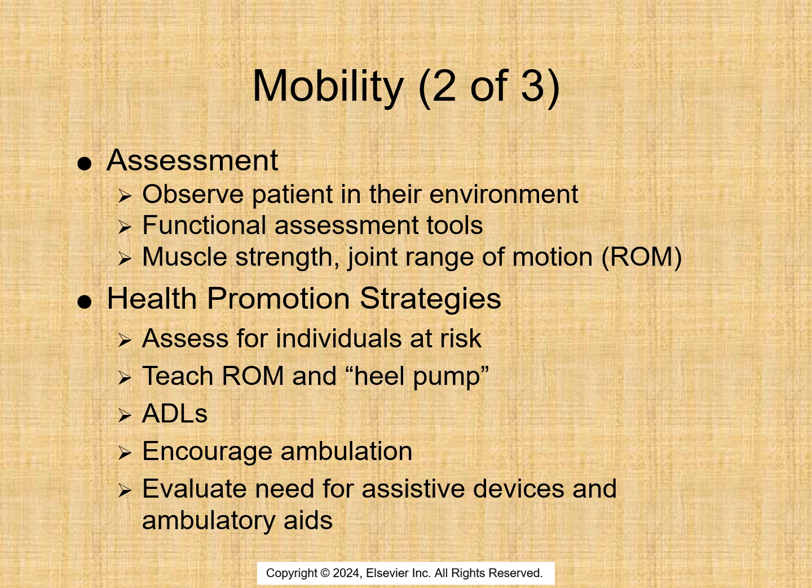identifying patients that are at risk. That's part of our health promotion strategies. We want to teach the patient's range of motion and also the heel pump. That's to keep things moving and make sure that there's no venous stasis that would risk them for deep vein thrombosis. Make sure that they can perform their ADLs and we support them as needed. We want to ambulate patients.